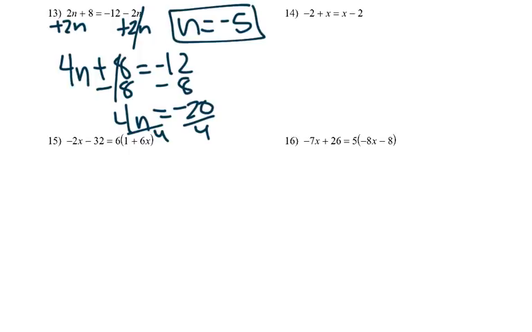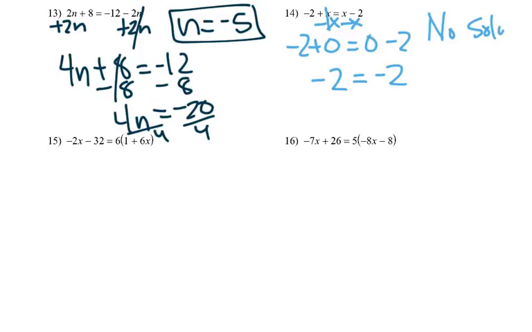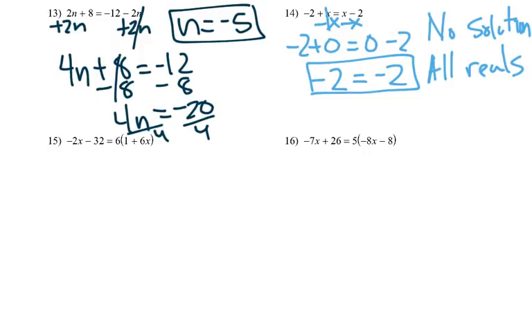For 14, I subtract an x from both sides. Now, x minus x is 0. x minus x on the right side is 0. So I'm left with -2 equals -2. Okay? Now, if you get rid of both your variables, there's 2 options. You either have no solution, or the solution is any number, so it's all reals. Okay? If it's equal and makes sense, -2 is equal to -2, it's all reals. If it were -2 is equal to +2 or something that didn't work, then it would be no solution. Okay, for ours, all reals.